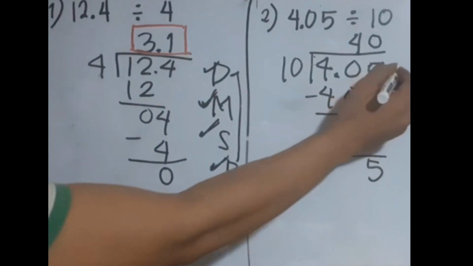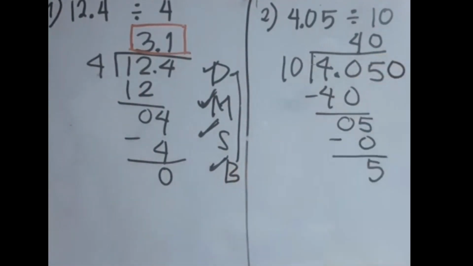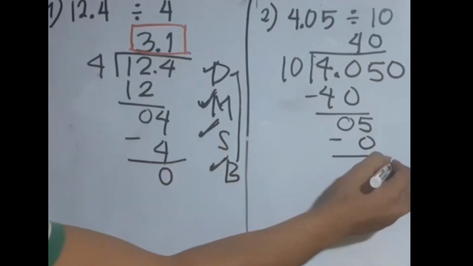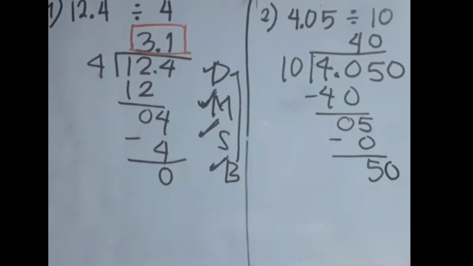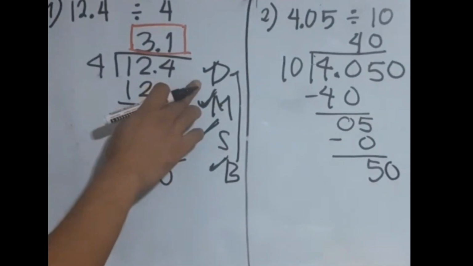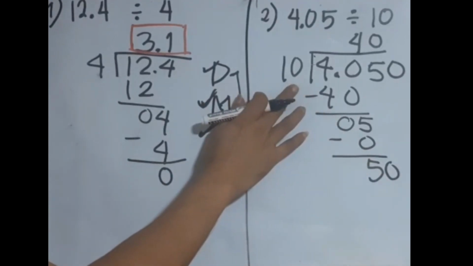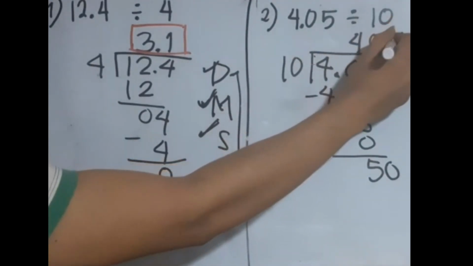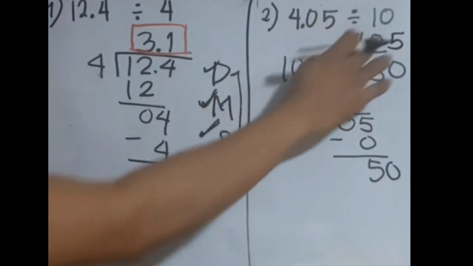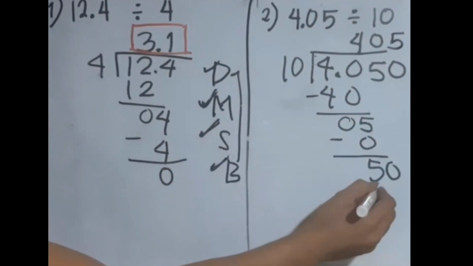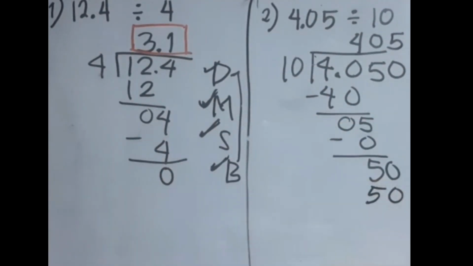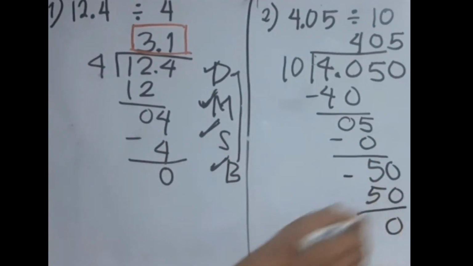Now, we need to add 0 in our dividend. Then, bring down 0. So, you will have now 50. Then, go back to divide. That will be now 50 divided by 10 is equal to 5. Then, multiply. 5 times 10 will give you 50. Then subtract. 50 minus 50 is equal to 0.